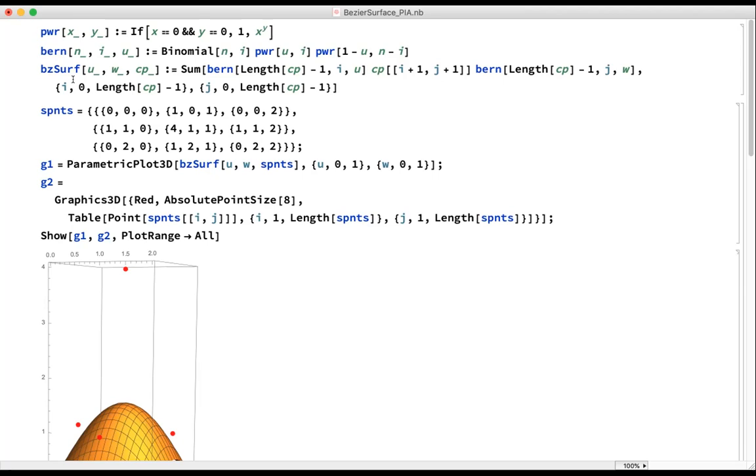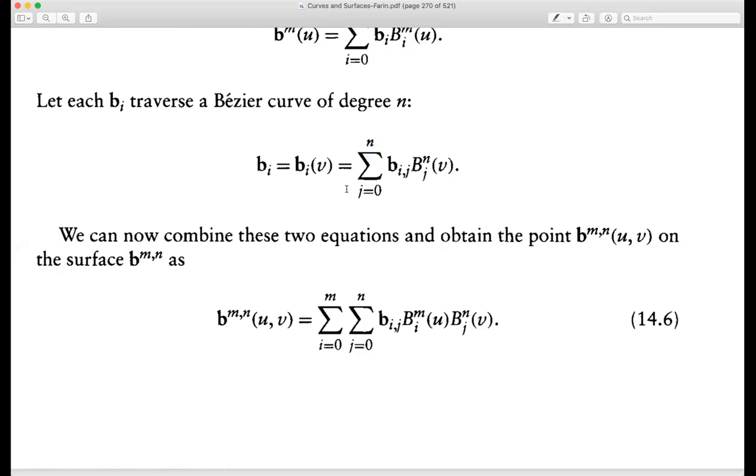Okay. And the next thing, okay, stop share here, and then we go to this one. Okay, sorry. Share. Okay, come back to Farin.